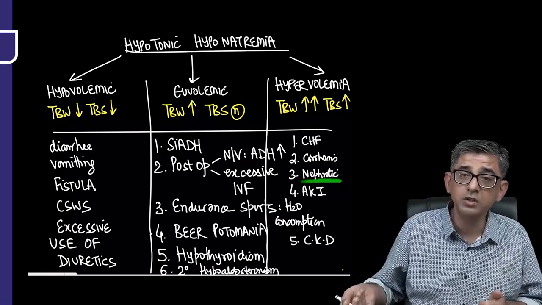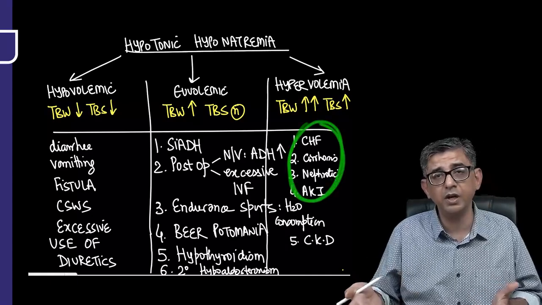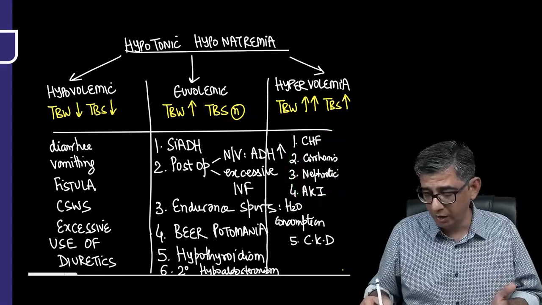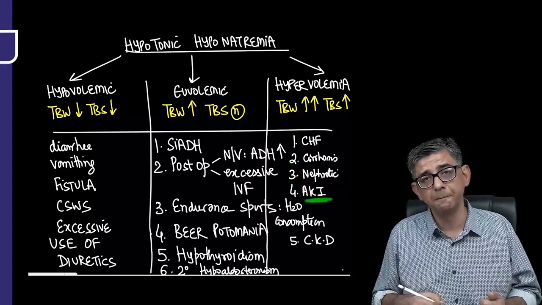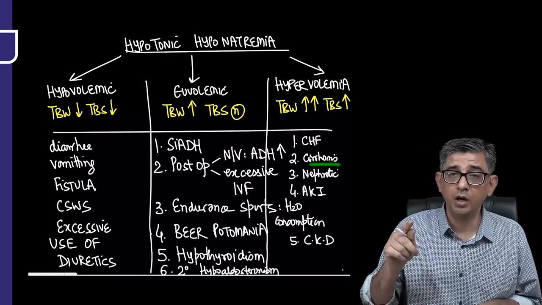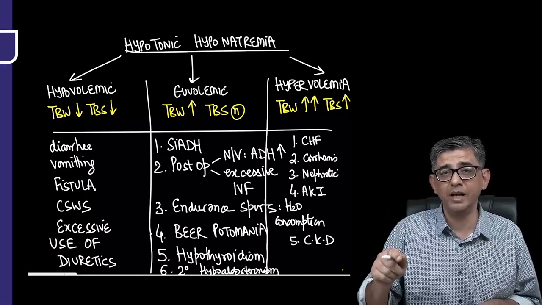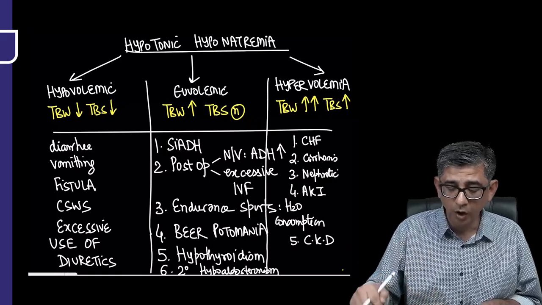What are you going to do on the extreme right hand side? You are going to give diuretics to these patients. Heart failure, we give diuretics. Acute kidney injury, we give furosemide bolus and a furosemide drip. In cirrhosis, we give spironolactone. So the answer to the variety of hyponatremia asked to you in the exam will vary based on whichever variety of hyponatremia is asked to you.